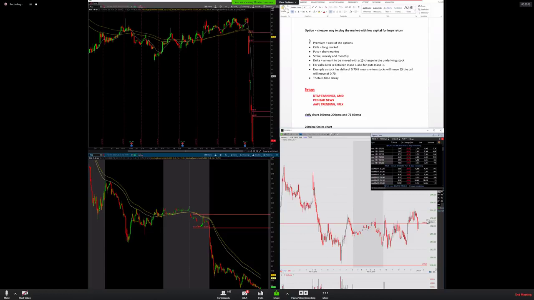So options are the cheaper way to play big caps. This is it. When they talk about premium, you will see in rooms or on Twitter, that's the cost you have to pay for the option. And there are mainly two things, calls and puts. Calls if you want to long the market, puts if you want to short the market. The strike is the price you think it will go to, to exercise your option.